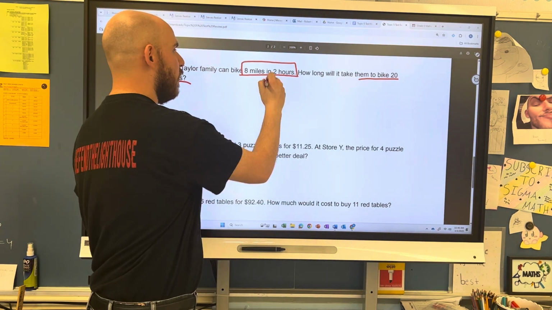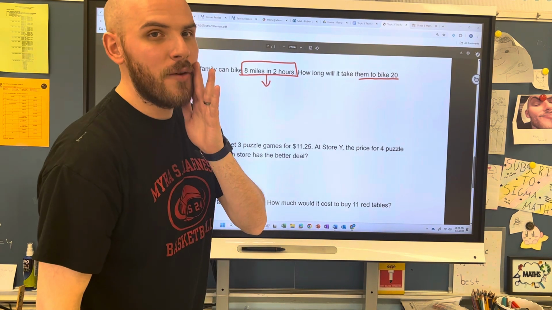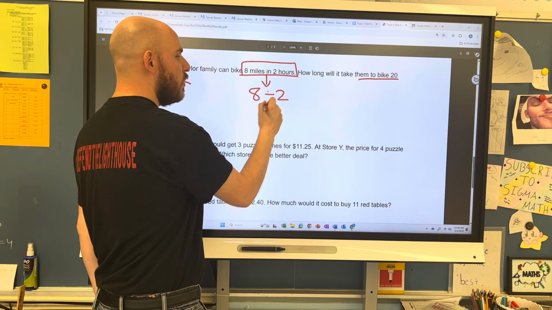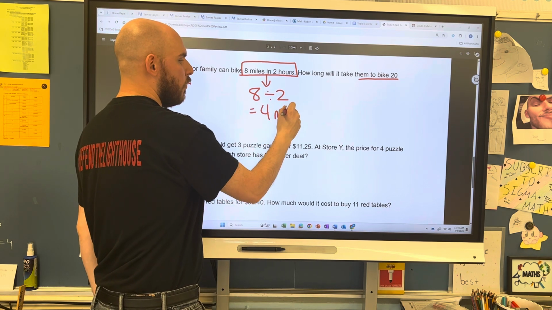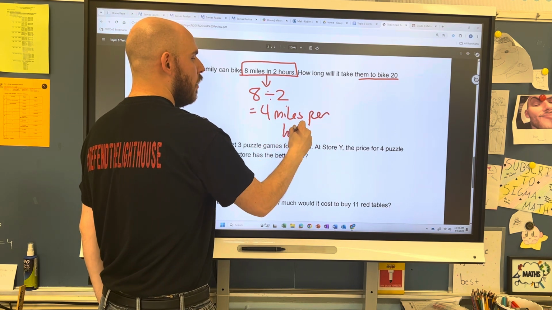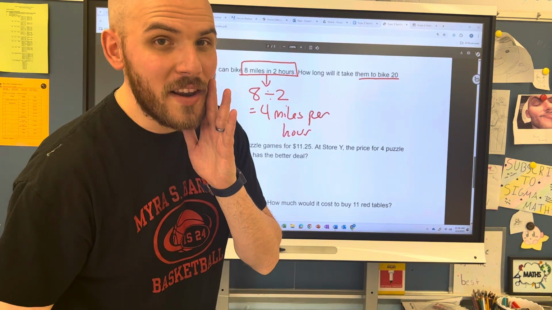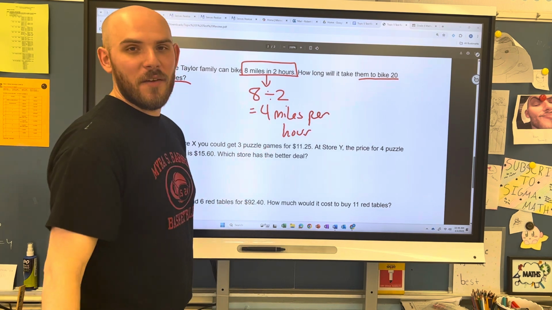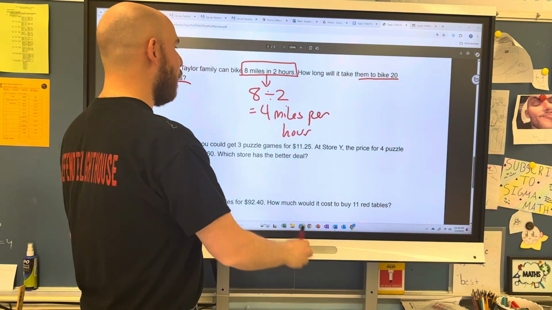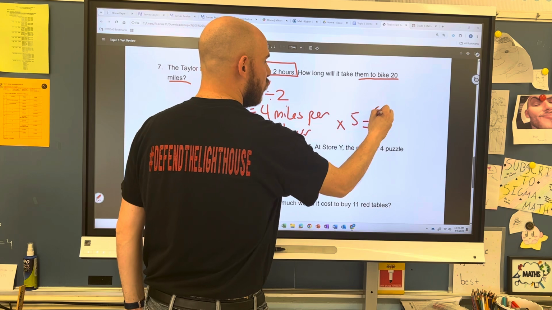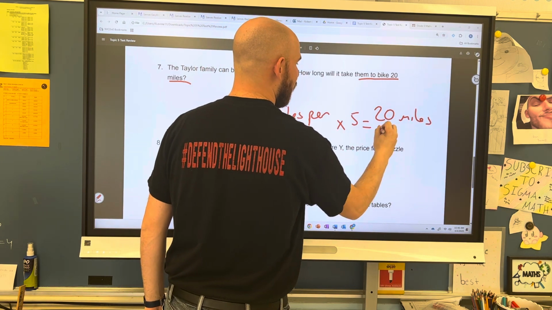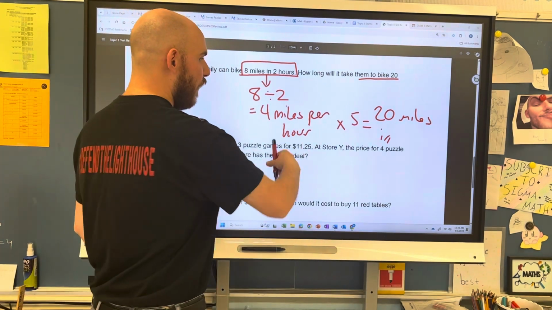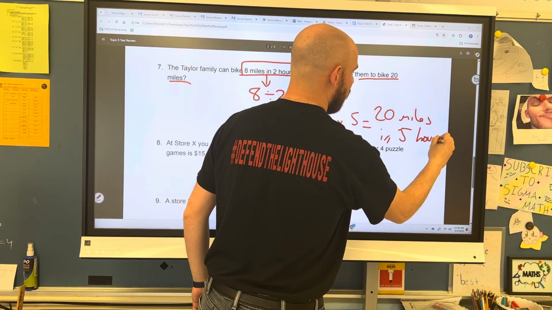So I'm going to turn this into a unit rate. So if there's 8 miles in 2 hours, I can do 8 divided by 2 to tell us it's 4 miles per hour. So if it's 4 miles per hour and they want to go 20 miles, well, how do you get from 4 to 20? You times by 5. So if I times this by 5, it'll be 20 miles in how many hours? I gotta times them both by 5. 5 hours. So the answer is 5 hours.